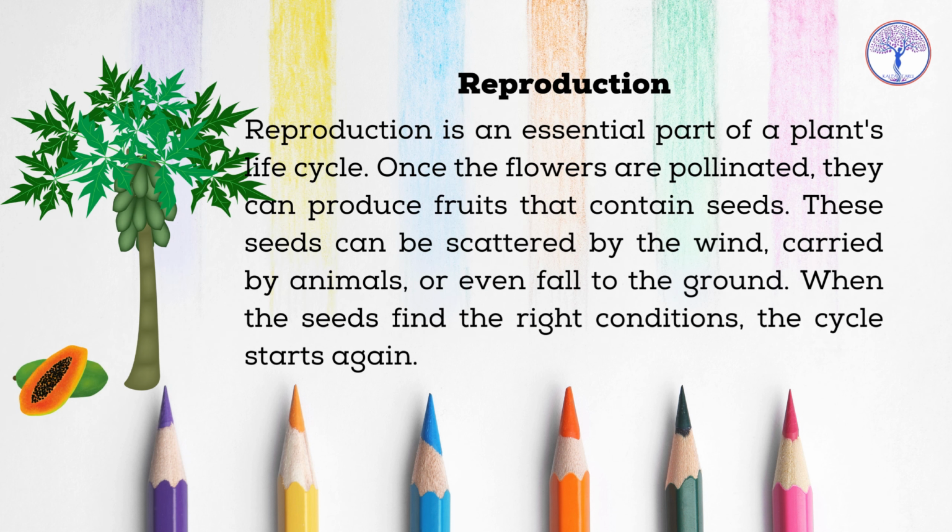Reproduction. Reproduction is an essential part of a plant's life cycle. Once the flowers are pollinated, they can produce fruits that contain seeds. These seeds can be scattered by the wind, carried by animals, or even fall to the ground. When the seeds find the right conditions, the cycle starts again.